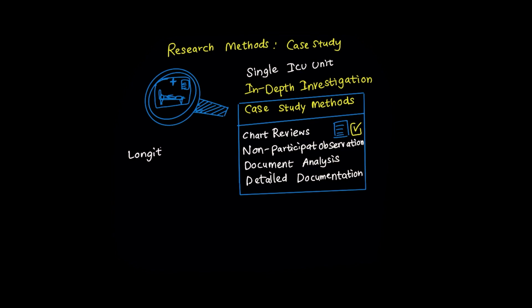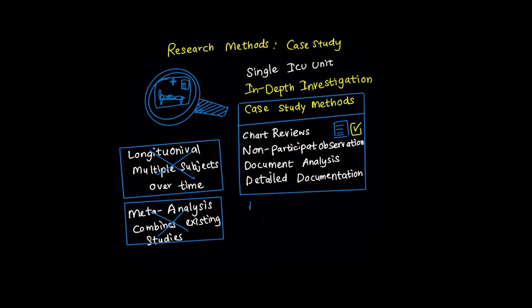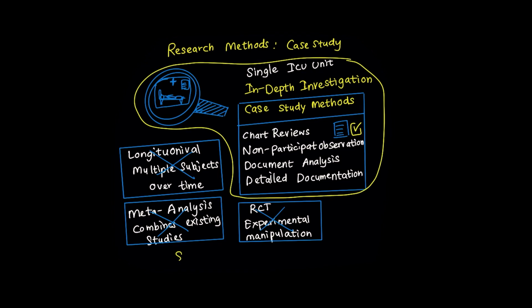Longitudinal studies are different, gathering data over extended time periods from multiple subjects to detect changes and patterns across a population. Meta-analysis systematically combines results from multiple existing studies for greater statistical power, not conducting new in-depth investigation of one unit. Randomized control trials involve actively assigning subjects to different interventions and measuring outcomes, which is experimental manipulation rather than observational investigation. Case studies provide the rich contextual understanding that quantitative methods often miss.